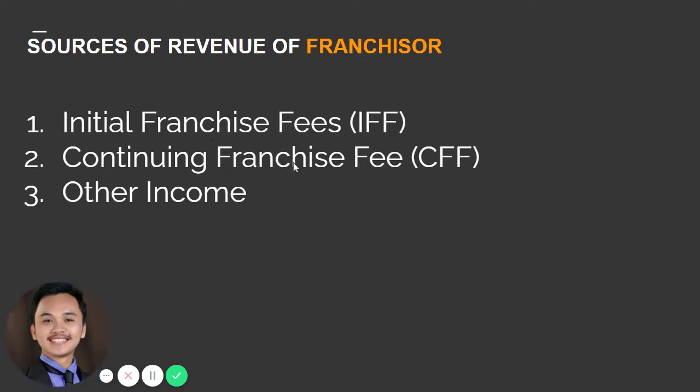The second type of revenue is your continuing franchise fees or the CFF. When we talk about continuing franchise fees, these represent continuous payment to the franchisor for providing specific services such as advertising and for continued use of intangible rights by the franchisee. These fees are usually based on the operations of the franchisee, for example, percentage of sales or percentage of net income. Later on also, we will be discussing how to recognize continuing franchise fees. And lastly, you have your other income.